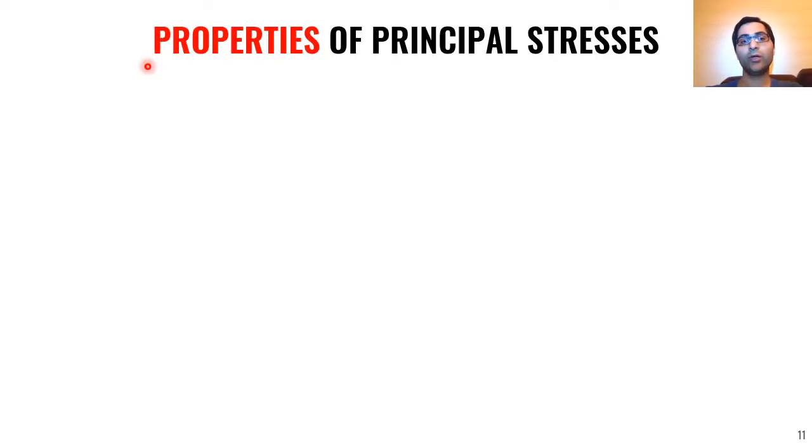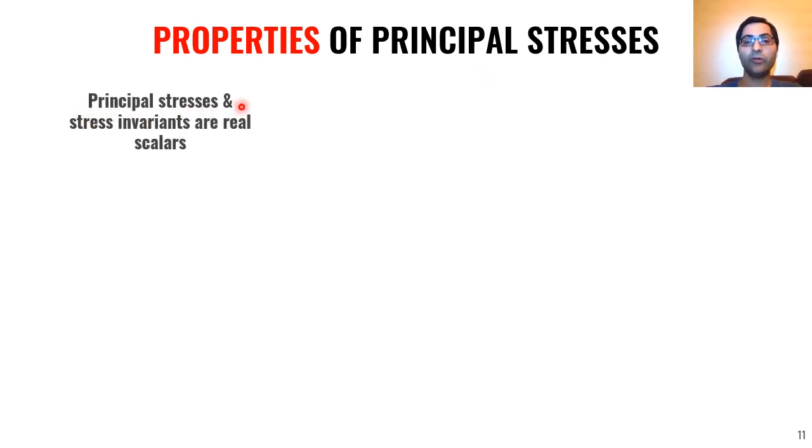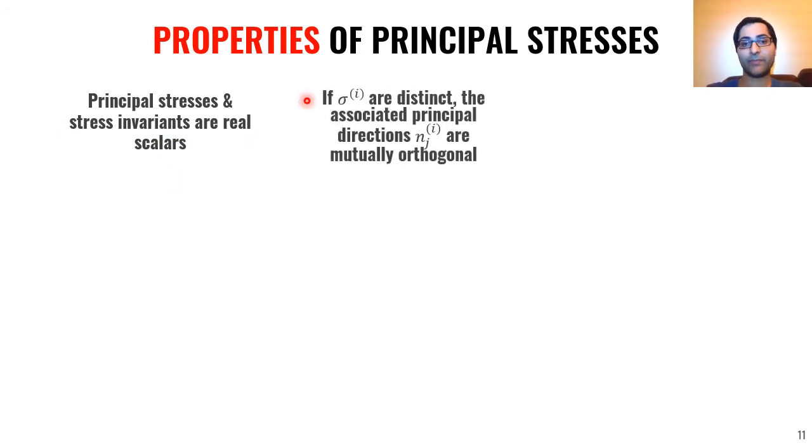Let's review some properties of principal stresses. Principal stresses and stress invariants are real scalars, so they're not imaginary. If sigmas are distinct, the associated principal directions n_i are mutually orthogonal, meaning that if we dot product two of the principal directions, the result is 0. They can create an orthogonal basis.